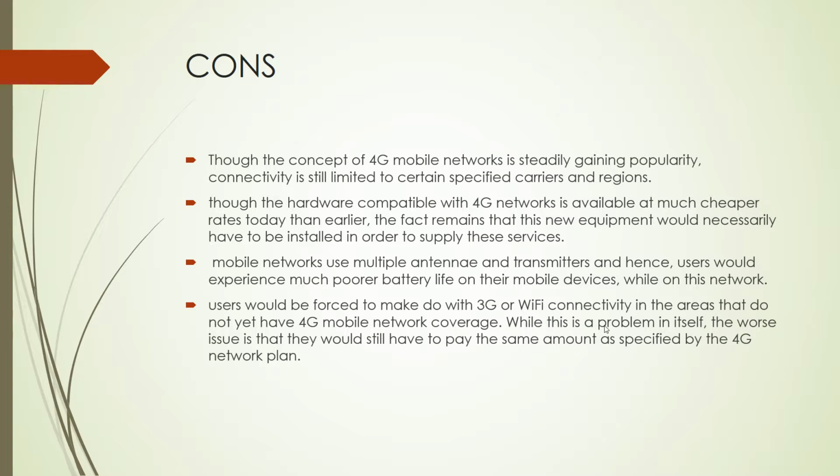Mobile networks use multiple antennas and transmitters, and hence users would experience much poorer battery life on their mobile devices while on this network. Users would be forced to make do with 3G or Wi-Fi connectivity in the areas that do not yet have 4G mobile network coverage. While this is a problem in itself, the worst issue is that they would still have to pay the same amount as specified by the 4G network plan.